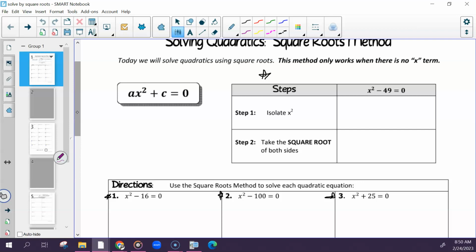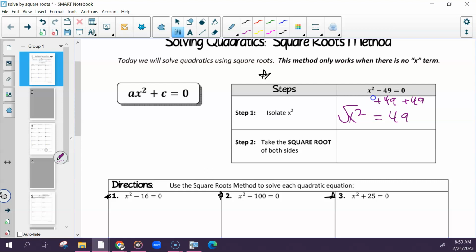We are going to isolate. What does that mean? So get the x squared by itself. How would we do that for this? Both sides. So we have x squared equals 49. Then take the square root of both sides.